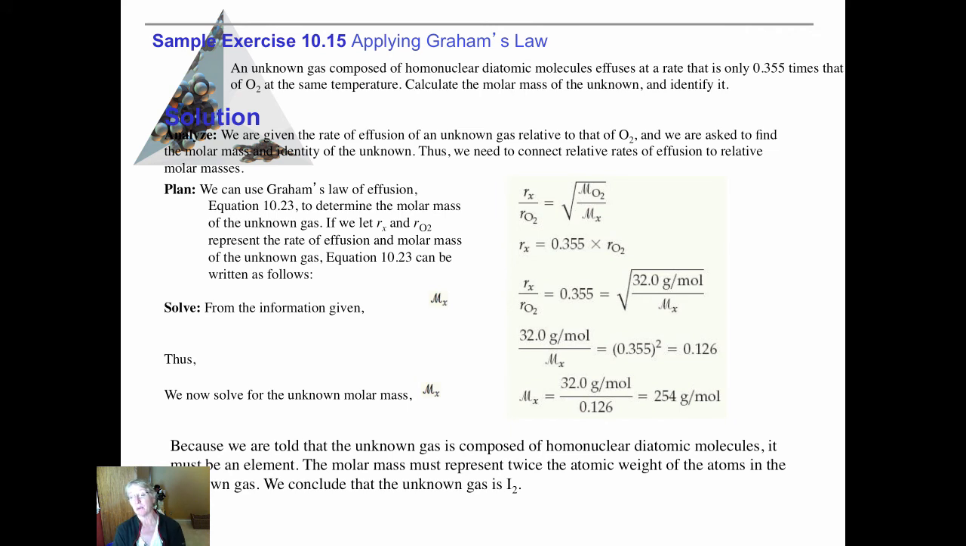So that's not what the problem wanted. It wanted you not only to get the molar mass, but to identify it. So you have one last little step. There's no gas on the periodic table that weighs 254 grams per mole, but it was diatomic. So if I divide that number by 2, I would get 127. And the only unknown gas that could weigh that much is good old heavy iodine. So what's interesting about Graham's law is that it can be utilized to figure out the molar mass of an unknown gas. This is a happy application of Graham's law.